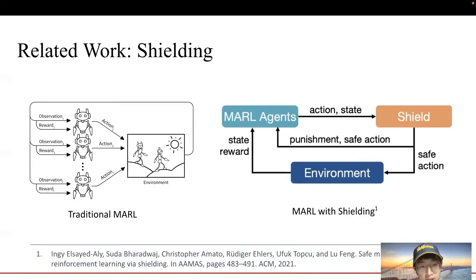Let me explain. For traditional multi-agent reinforcement learning, the agents directly interact with the environment. But sharding leverages domain-specific knowledge to synthesize a shard in between the agents and the environment. And the shard will monitor the states and actions of the agents. If the agent generates an unsafe action, the shard will correct it into a safe action and also give a punishment to the agent. So the agent will learn to avoid that unsafe behavior in the future.